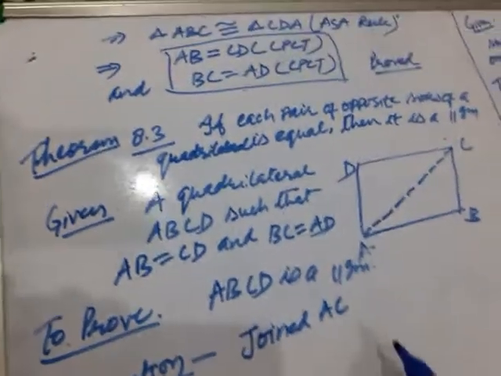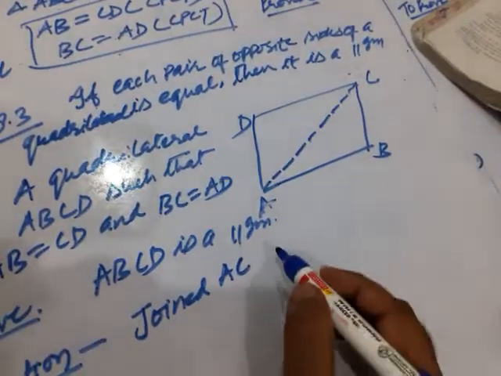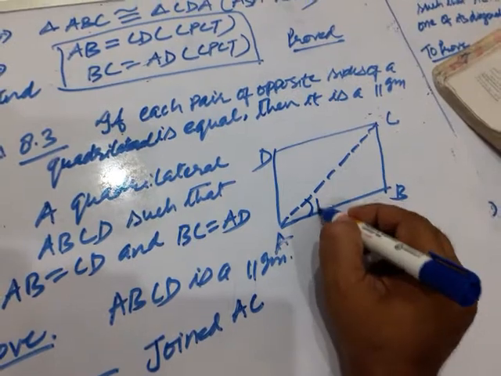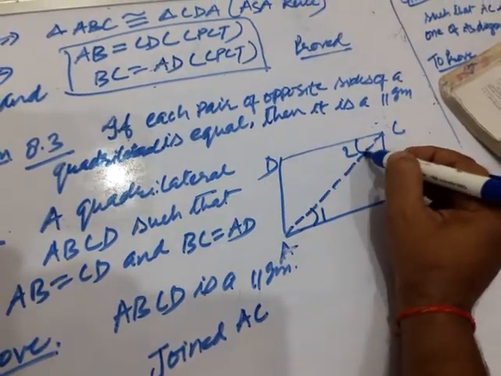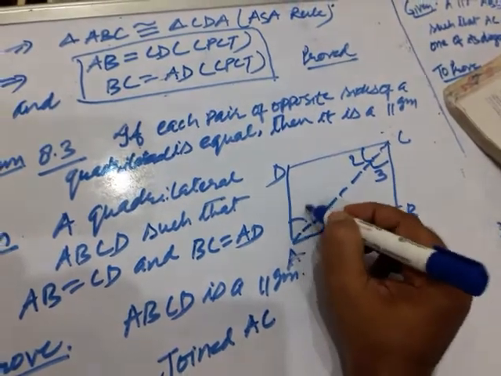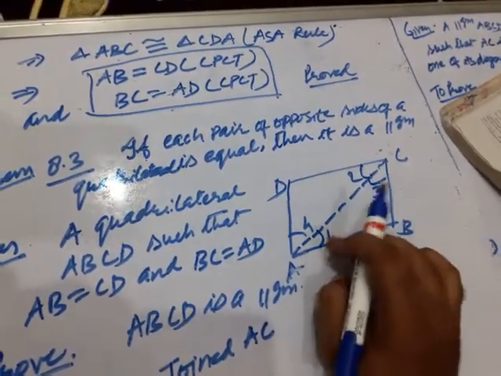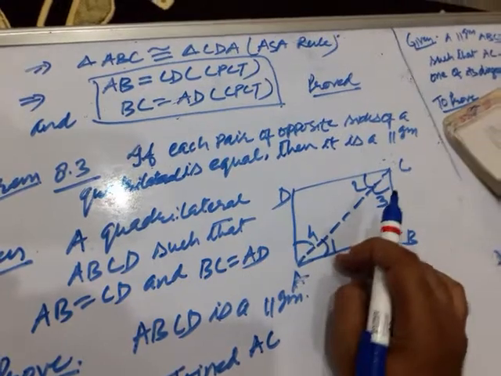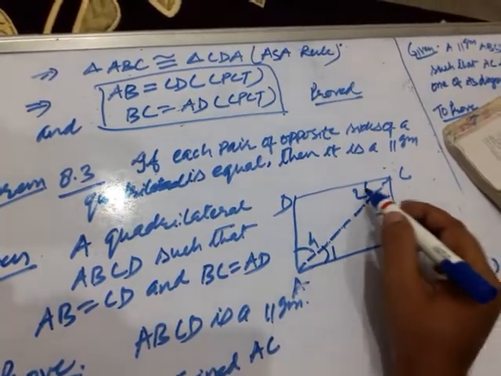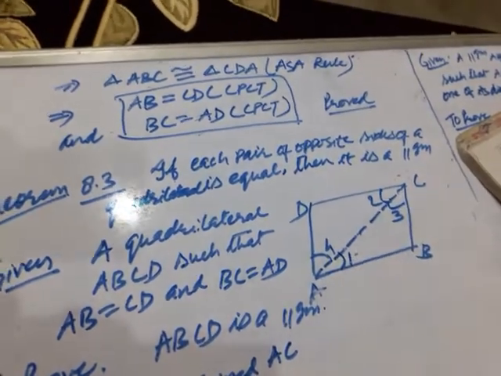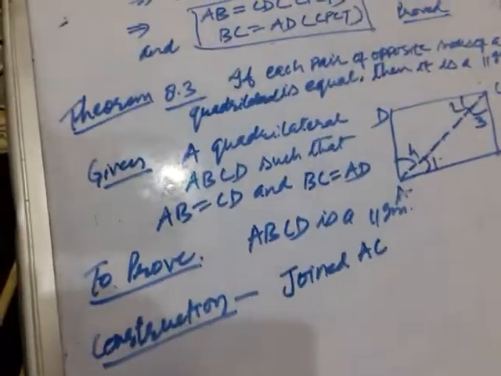Okay, children. Now give names to these angles. Let this be angle 1, this is angle 2, this is angle 3, and this is angle 4. You can give them in proper order also, either 1, 2, 3, 4 or 1, 2, 3, 4 in the other direction. Join AC. Now start proving.